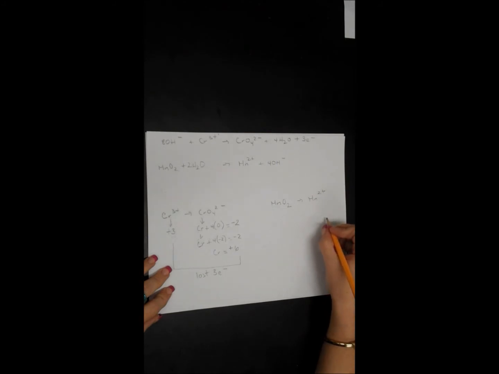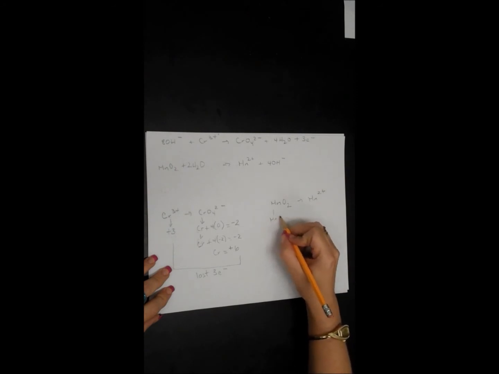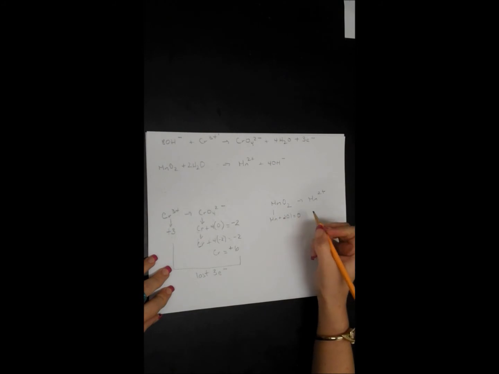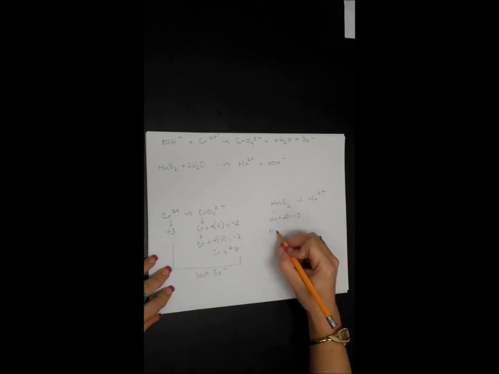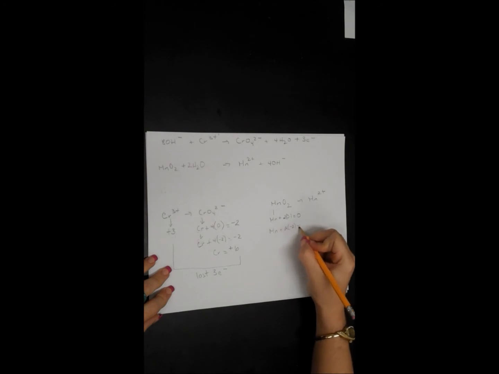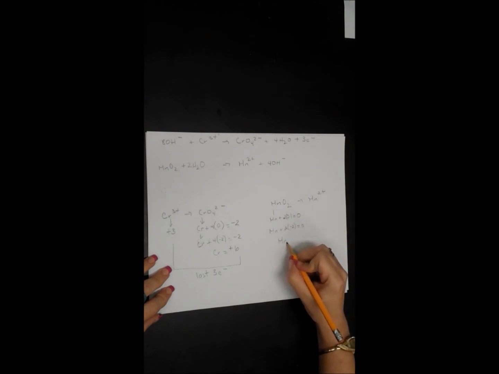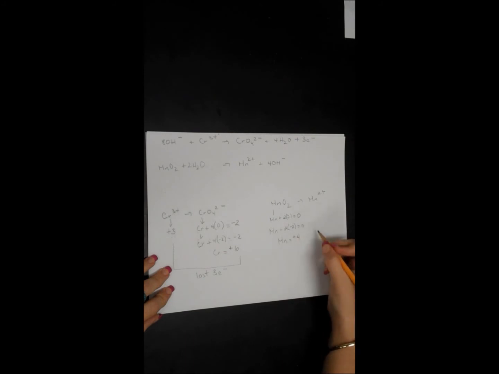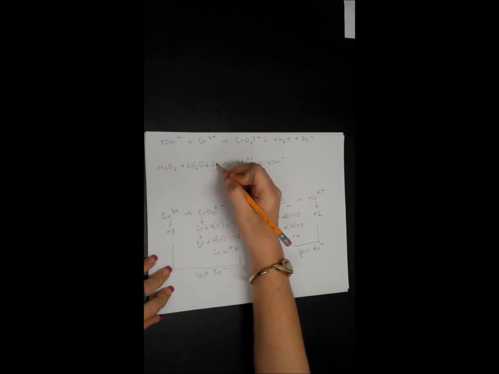In our second half reaction, MnO2 does not have a charge. Therefore, Mn plus 2 oxygens equals 0. Since oxygen is always a -2, Mn plus 2 -2 oxygens equals 0, giving Mn a +4 oxidation number. In the second part, Mn's charge is +2, giving it a +2 oxidation number. We see that it went from a +4 to a +2 oxidation number, meaning it gained 2 electrons. And we add this into our half reaction.